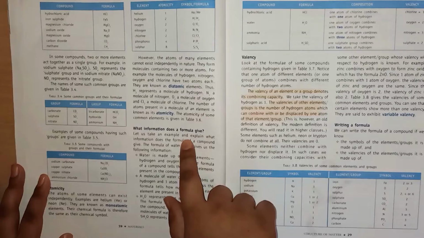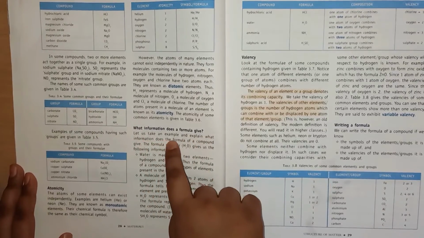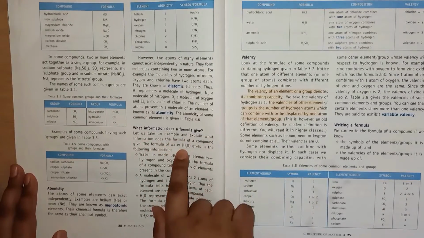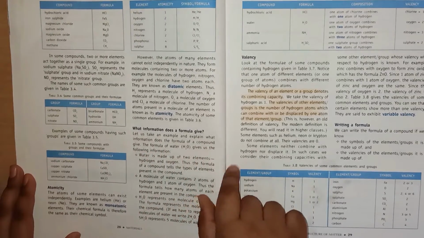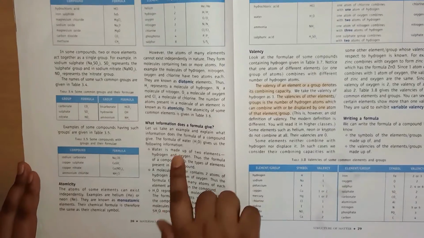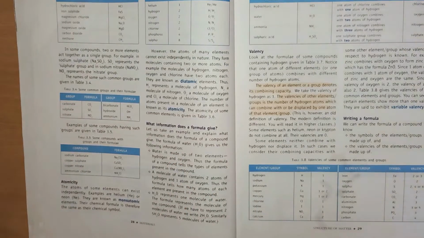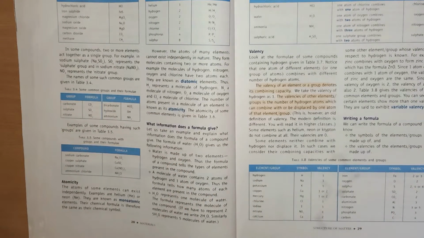What information does a formula give? Let us take an example and explain what information the formula of a compound gives. The formula of water, H2O, gives us the following information. So in this paragraph, they are telling what information a formula gives to us.